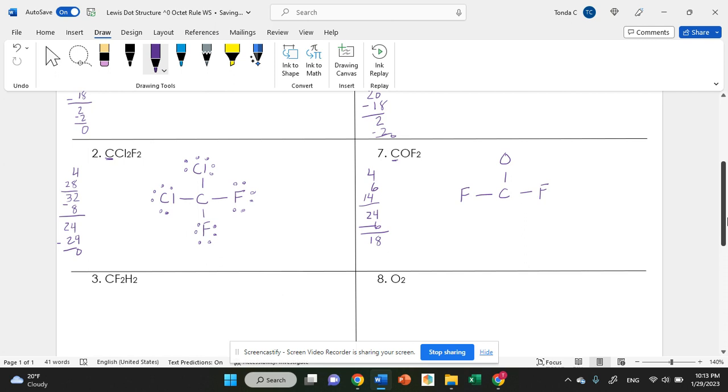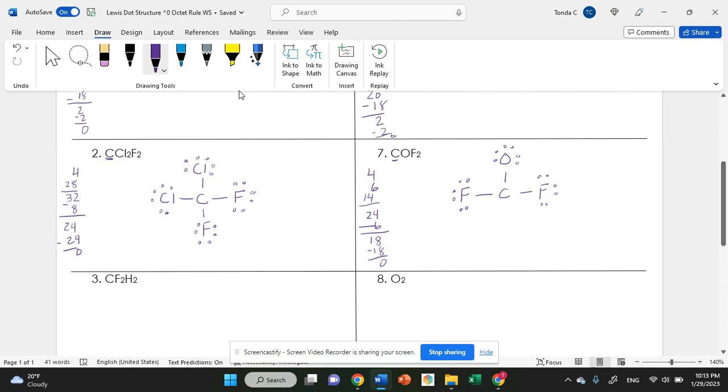And then we've got to make our outside happy first. So here I need 6 more dots around fluorine, 6 more around oxygen, and 6 more around fluorine. And that uses the remaining 18 of my electrons. Now, most of you guys might be like, I'm done because I've used all my electrons, but the last step says make sure everybody's happy.